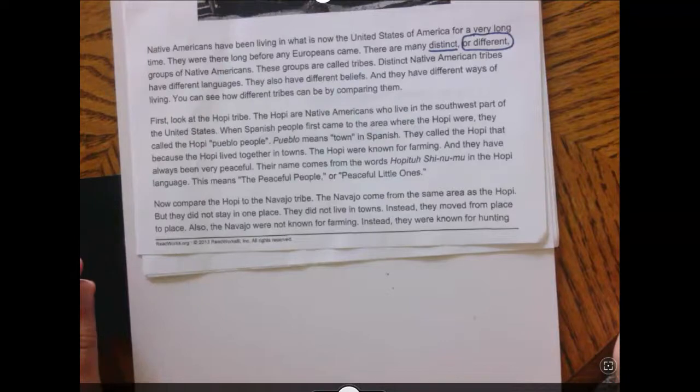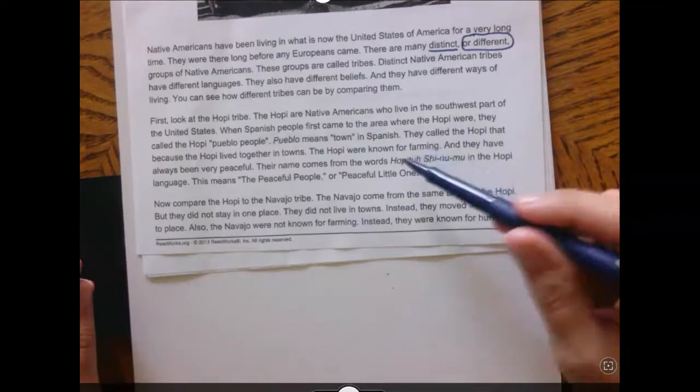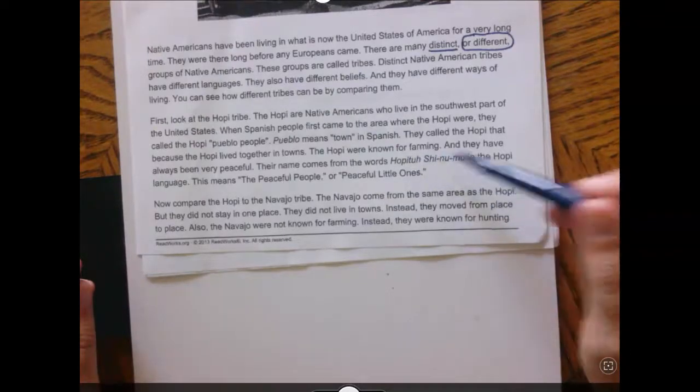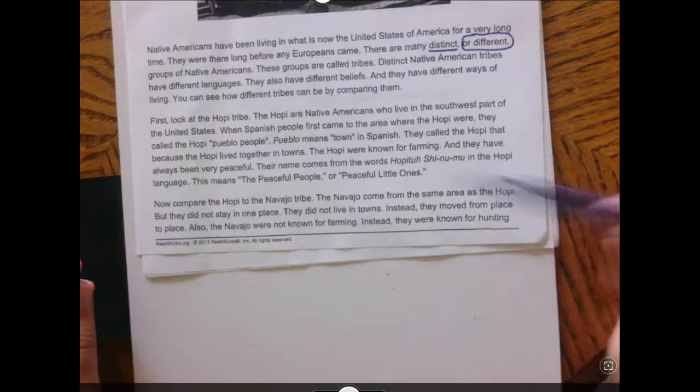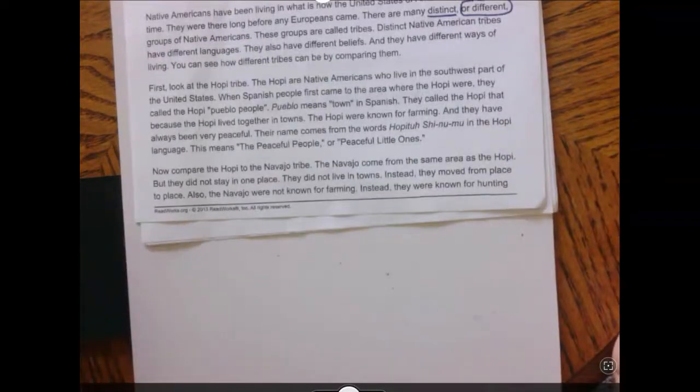Their name comes from the word Hopitu Shi-nu-mu in the Hopi language. This means the peaceful people, or the peaceful little ones. Now compare the Hopi to the Navajo tribe. The Navajo come from the same area as the Hopi, but they did not stay in one place. They did not live in towns. Instead, they moved from place to place.